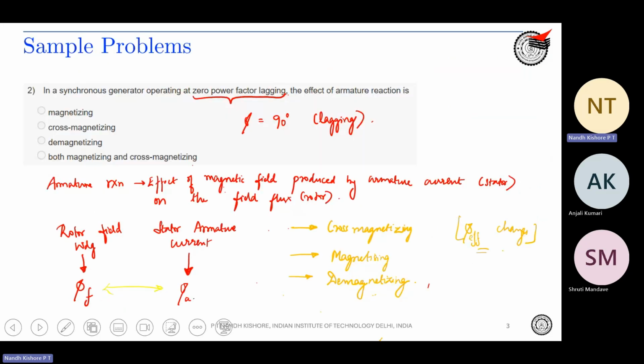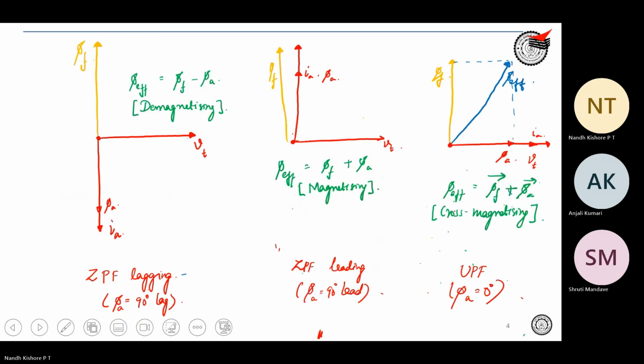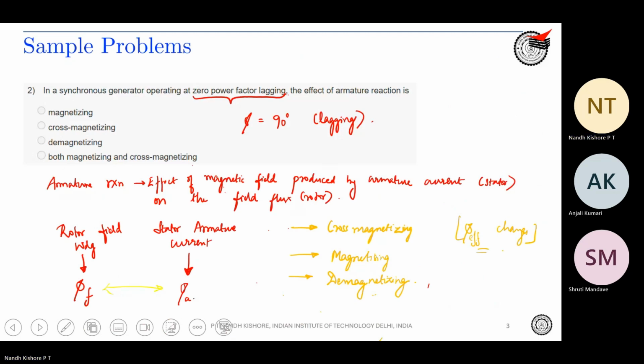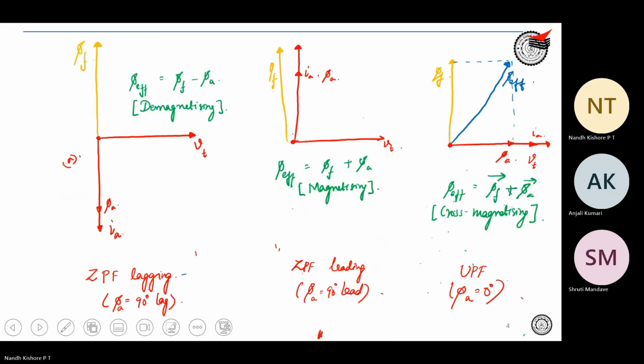So you see the question is synchronous generator operating at ZPF lagging, correct? So 0 power factor lagging means you are over the first scenario, okay? Which means that you are going to have a demagnetizing effect, okay? So you will be having a demagnetizing effect, all right? So we will move on to the next question.